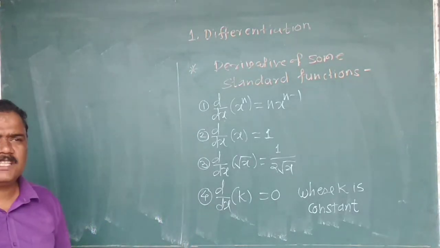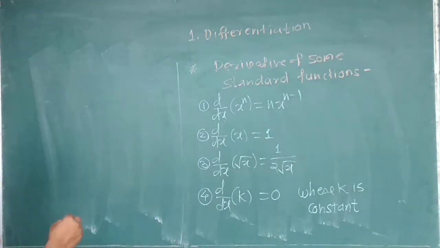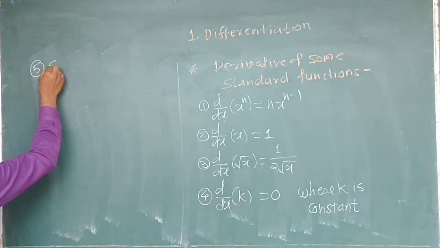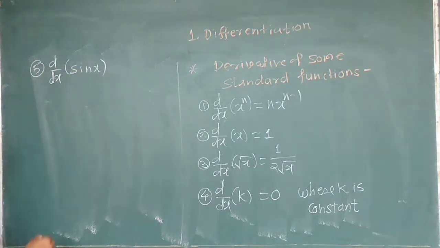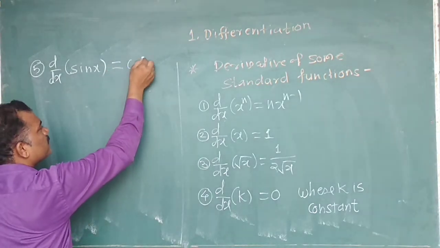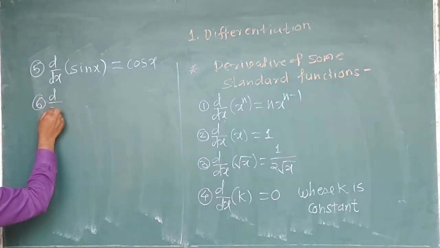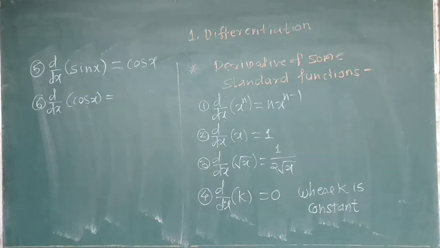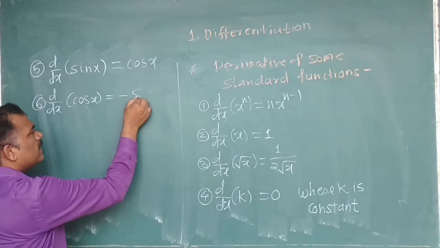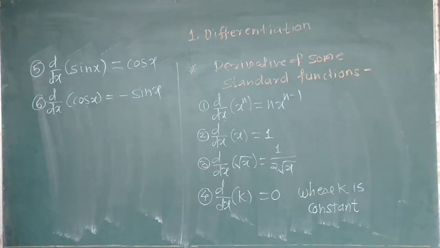Next, we have to discuss, as in the 11th standard, derivatives of the trigonometric functions. First one is d dx of sin x. What is the derivative of the trigonometric function sin x? It is cos x. Sixth one is d dx of cos x. Derivative of cos x is equal to minus sin x.